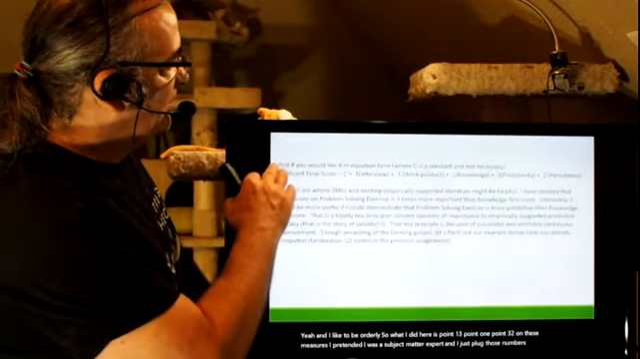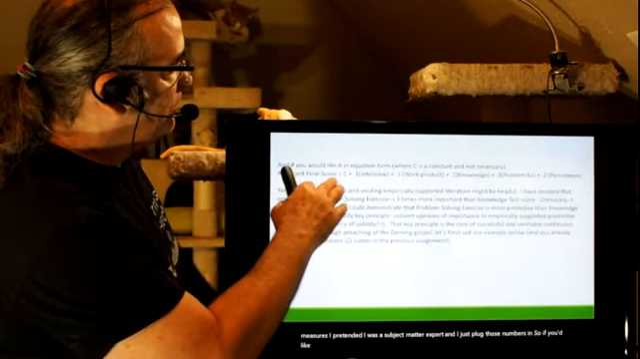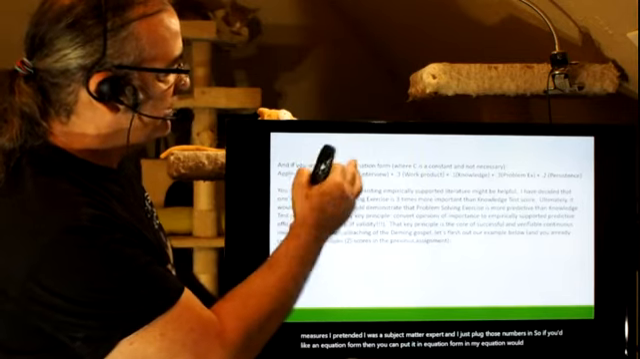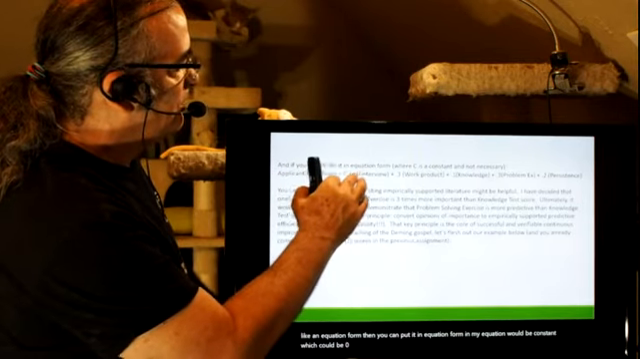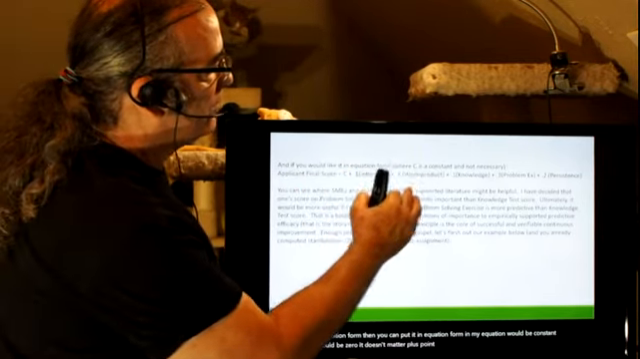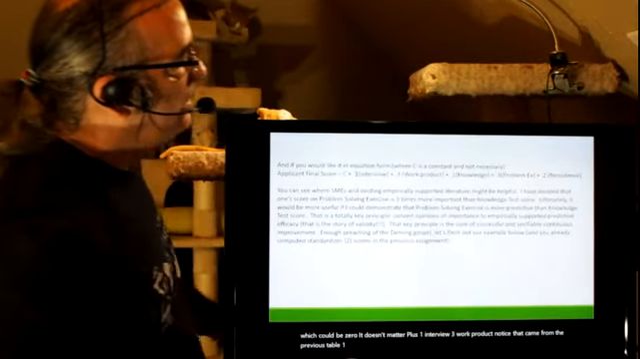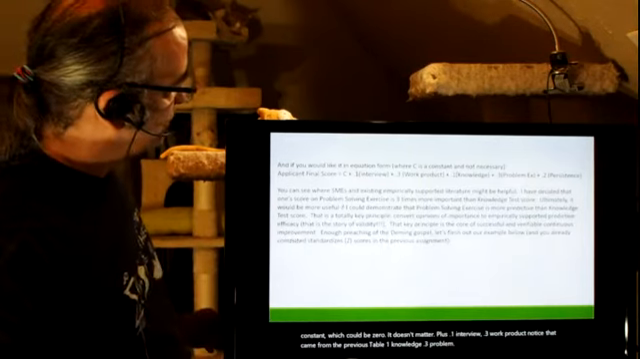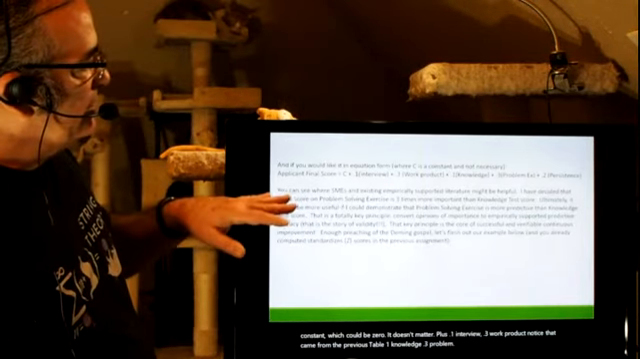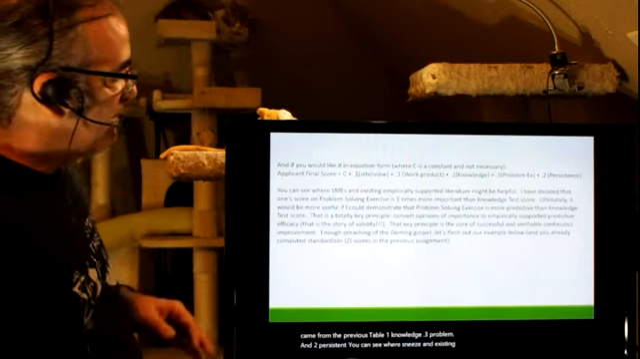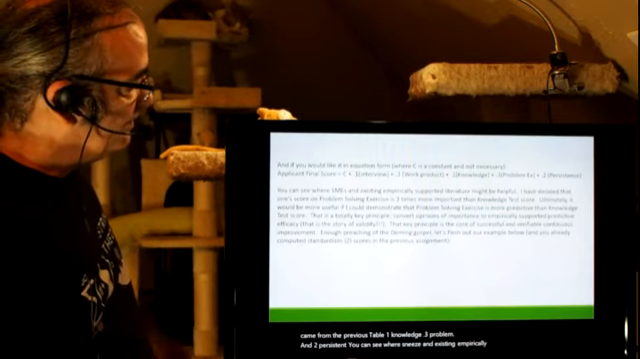So if you'd like equation form, you can put it in an equation form, and my equation would be a constant, which could be 0, it doesn't matter, plus 0.1 interview, 0.3 work product, notice that came from the previous table, 0.1 knowledge, 0.3 problem, and 0.2 persistent. You can see where SMEs and existing empirically supported literature might be helpful to determine these weights. How you get at it, right?